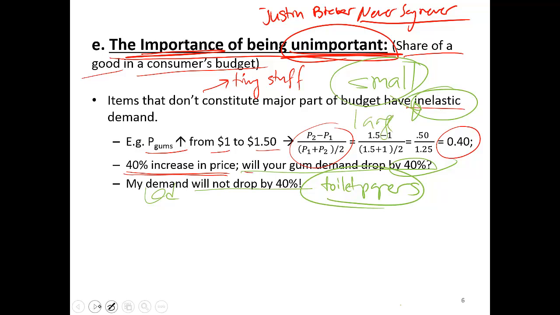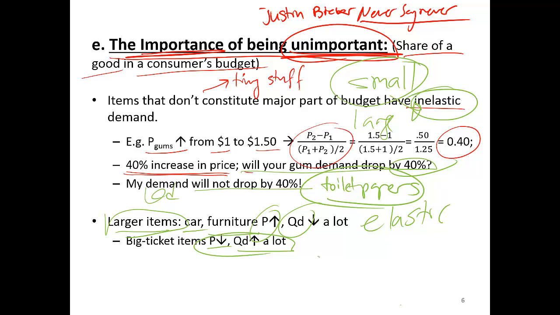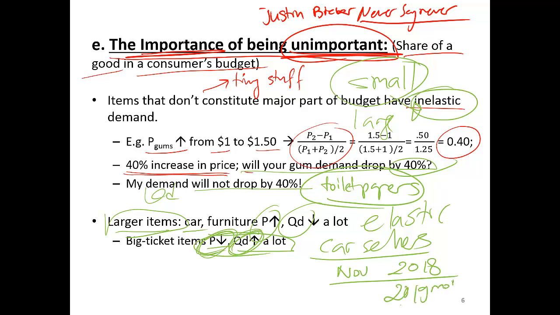Big ticket items, larger items, car, furniture, have elastic demand. So if the price of cars goes up, you're like, oh, let me wait to change my car, right? Big ticket items, price goes down, quantity demanded goes up a lot, or vice versa. Okay, for elasticity, the opposite scenario is valid too. That's why car sellers usually, for instance, let's say we're in 2018, right, in November, start even putting 2019 models on sale as of November. It's insane. Why? Because they know if they drop the price, quantity demanded will go up a lot. They can liquidate their inventory.